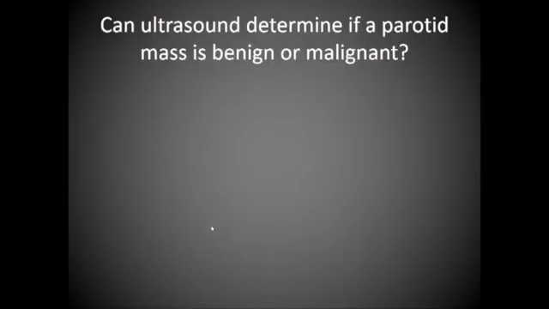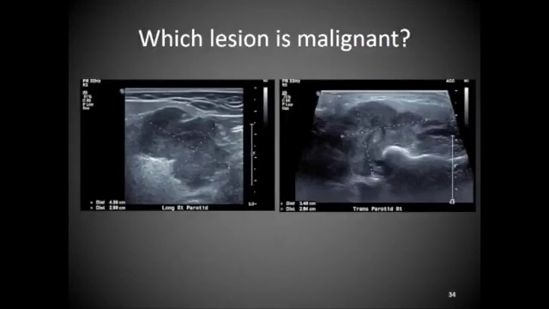Okay, so a very important question, in my opinion: can ultrasound determine if a parotid mass is benign or malignant? You've heard earlier today some really great talks about risk stratifying thyroid nodules. Does any of that apply to the salivary glands, specifically to the parotid, since that's where most of these tumors occur? Well, before I answer the question, I'm going to give you a try. So I'm going to show you a number of cases. One is benign, one is malignant.